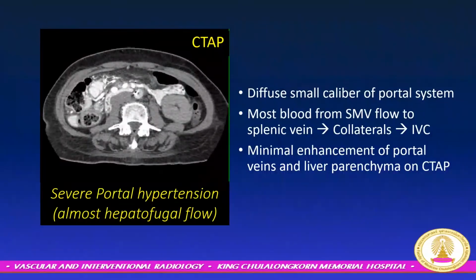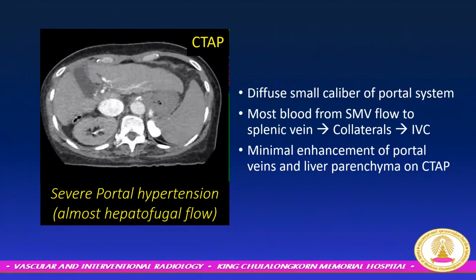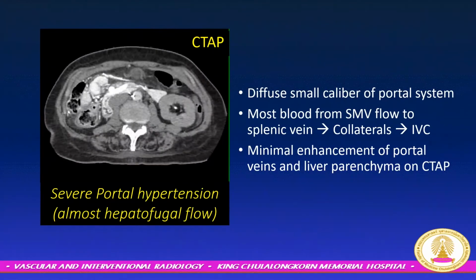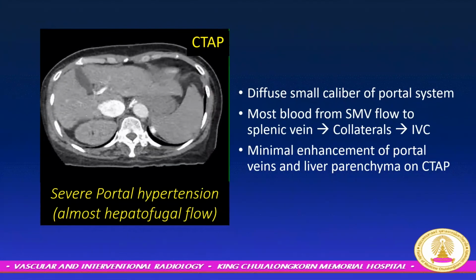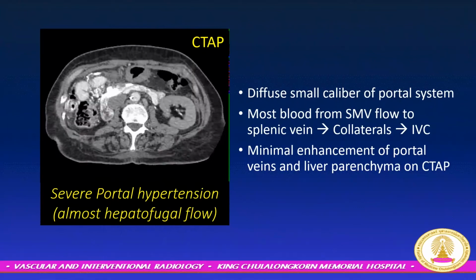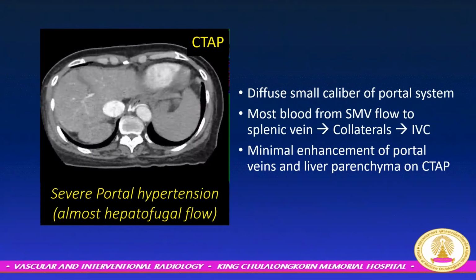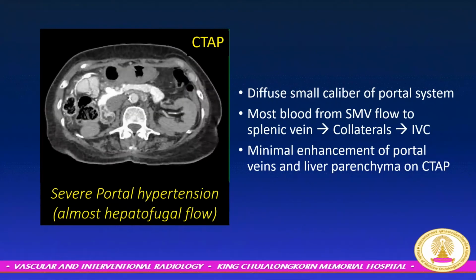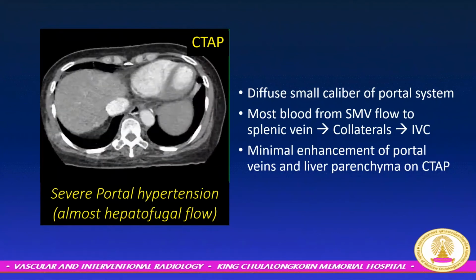CTAP can provide additional information on portal flow. In this case, the patient has severe portal hypertension. Most of the blood from the SMV does not go to the liver, but shunts via splenic collaterals and drains directly into the IVC.